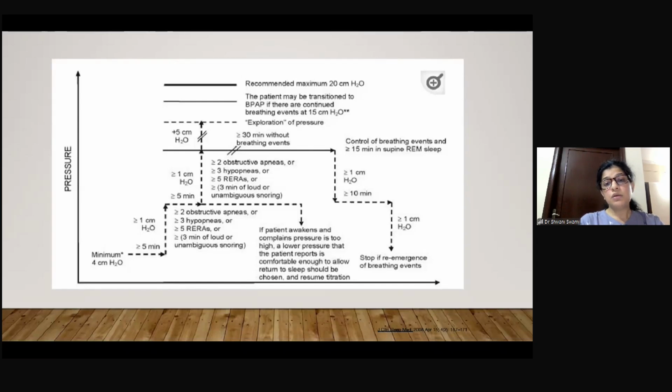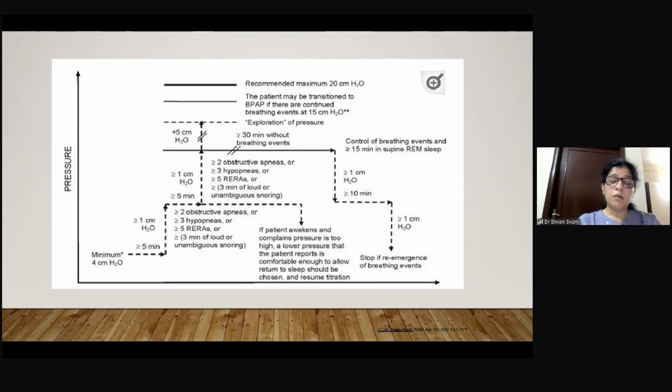So this is the typical way wherein we find out what is the ideal pressure for the patient to stabilize his respiratory events and of course also prevent respiratory event related arousals. The recommended maximum pressure today on a CPAP is around 20 centimeters of water.